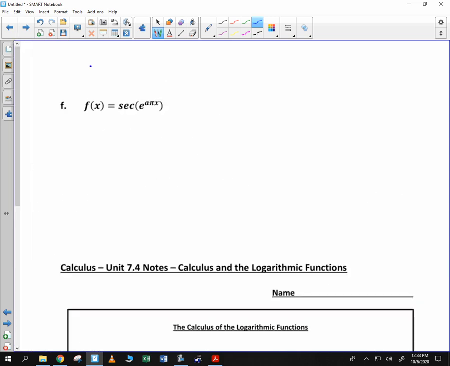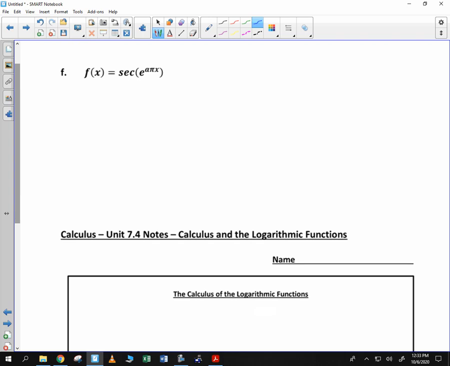There's one piece that kind of got left out that I want to show you. We're going to look at this problem, secant of e to the a pi x. As you set this up, you have f prime of x is equal to, and we'll set up the chain rule, secant of u, and the inside is e to the a pi x. A is going to be a constant.